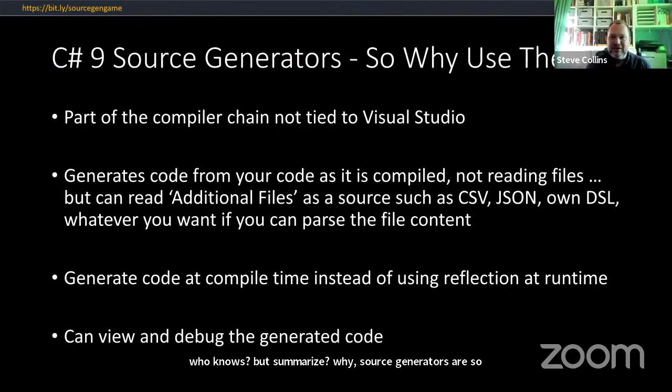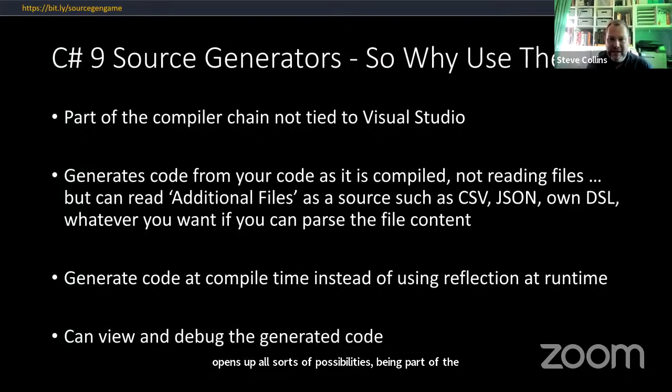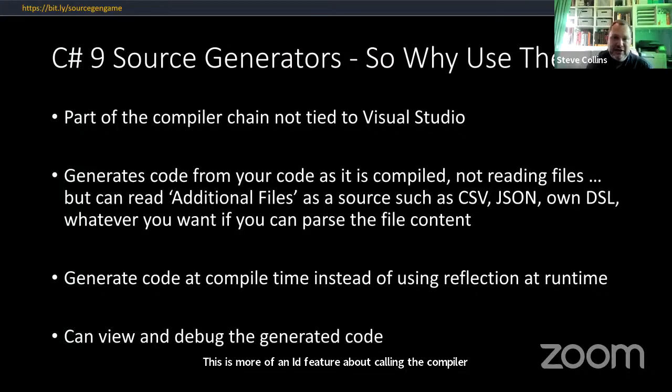But to summarize why source generators are so great compared to what's gone before, for me, part of the compiler chain and not being tied to Visual Studio and not having to use external tooling opens up all sorts of possibilities. Being part of the chain means that the compiler generates the code for you as it reacts to changes in the source code. This is more of an IDE feature about calling the compiler as the code is entered, but it does mean that both the code that you enter and the code that is generated is constantly being checked as you type, and it's all in sync.